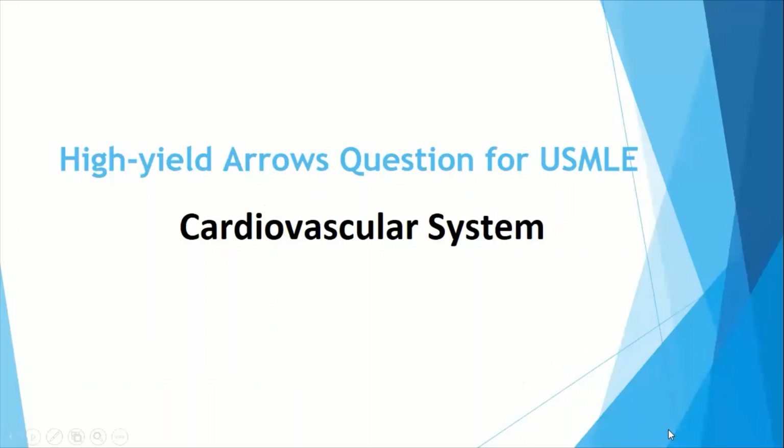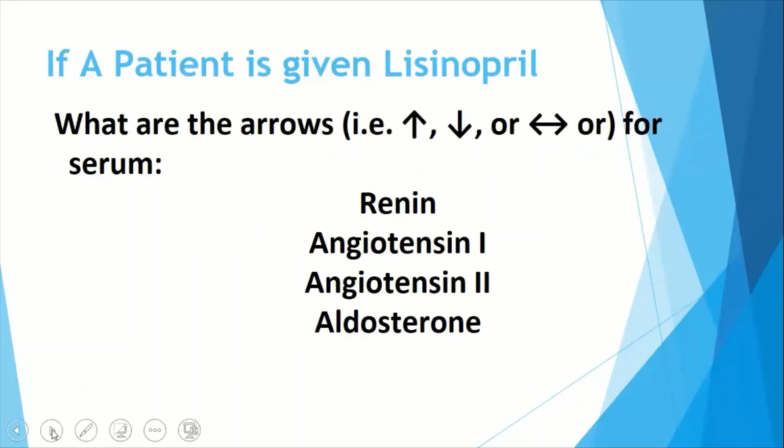So let's start with another high-yield question related to the cardiovascular system. This question is about a patient who is given lisinopril, which is an ACE inhibitor, and we are being asked what would be the direction of the arrows for the following: number one, renin; number two, angiotensin 1; number three, angiotensin 2; and number four, aldosterone.